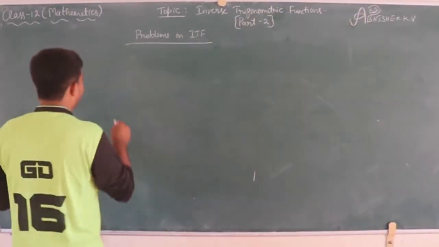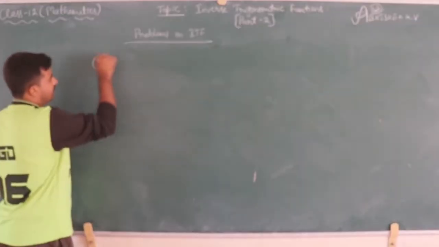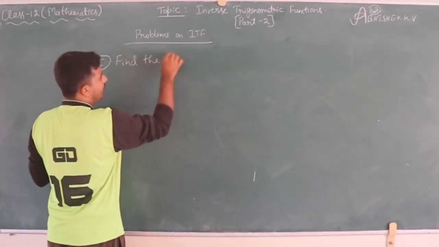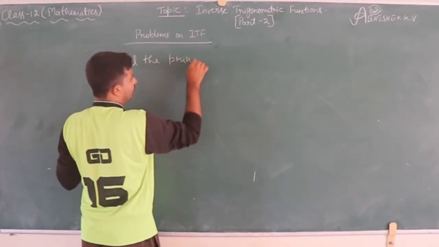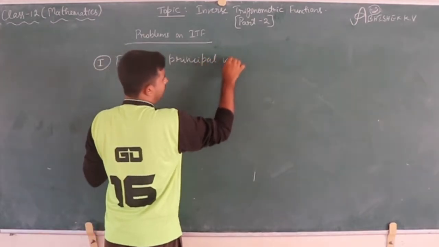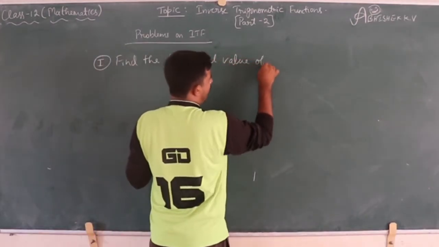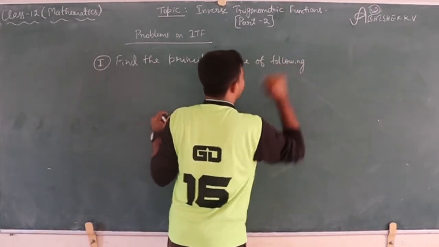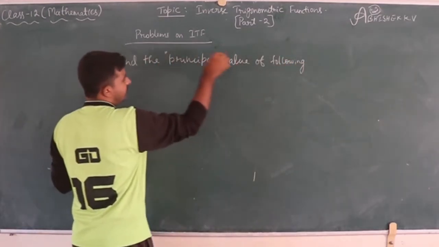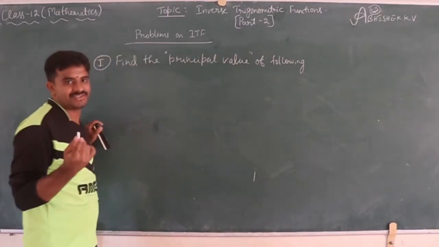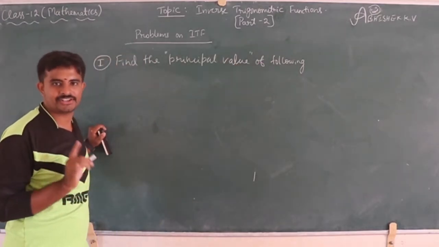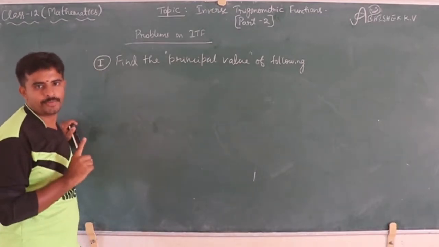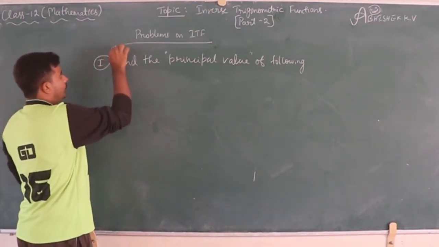Yes, the examiner asked: find the principal value of the following. See here, principal value is nothing but the range of the inverse trigonometric function. That's all. So this is the first type of problem in inverse trigonometry. This is for 1 mark.